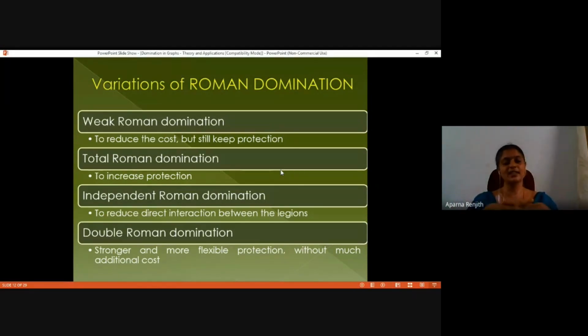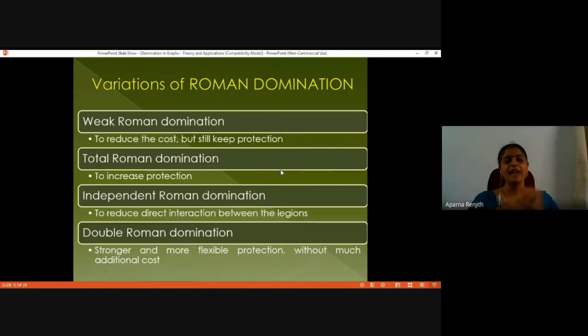The first one is weak Roman domination. This was to reduce the cost while still keeping the protection. The strategy of the Roman Empire was that every region where there is no army unit is protected by a region which has 2 units, so that they can send 1 unit to this place when a riot occurs. So why should there be 2 army units? If there is only 1 army unit, but even after sending that unit to this region, in the new setup every region is still protected, that will do, right? That is the concept of weak Roman domination number.